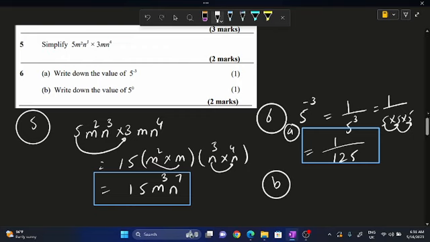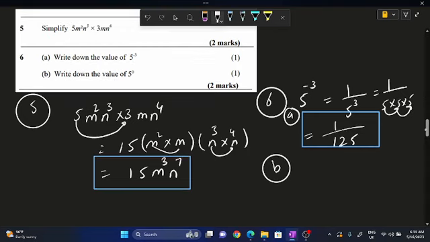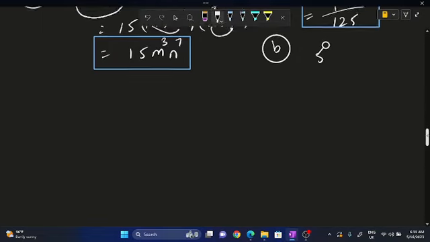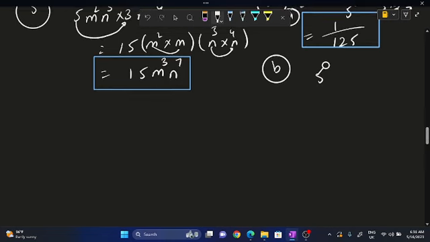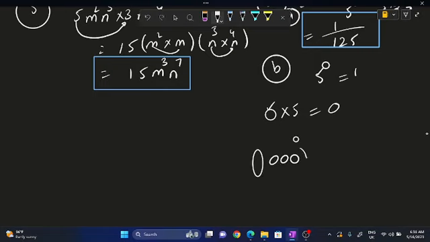Talking about B. Write down the value of 5 raised to the power 0. Always remember, students, whenever you have any number raised to the power 0, its answer is always 1. If it is 0 times 5, then its answer will be 0. You can check on your calculator as well. 0 multiplied by any number will give you 0. But if you have 1000 whole raised to the power 0, its answer will be 1. Make a note.